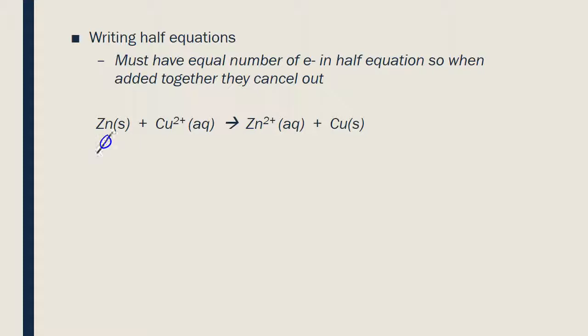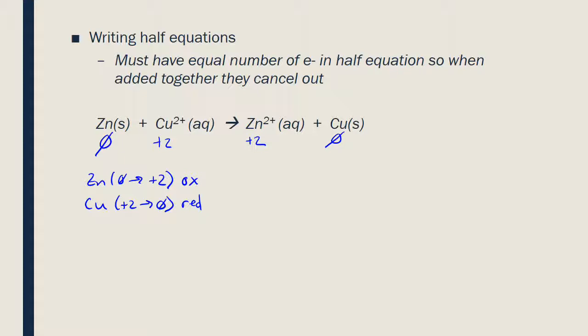Zinc is in its natural state, so it's going to be 0. Copper is an ion, so it's going to be the charge of that ion. Then zinc is an ion, so it's going to be the charge of its ion. And copper is in its natural state, so it's going to be 0. Going through and looking, zinc goes from 0 to +2. It's becoming more positive, so it's losing electrons, therefore it's being oxidized. Copper is going from +2 to 0. It is gaining electrons, therefore it's being reduced.